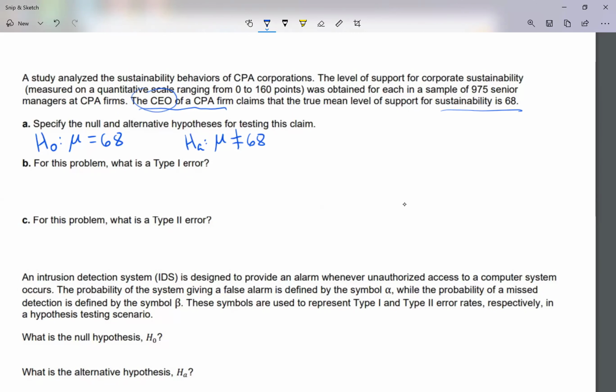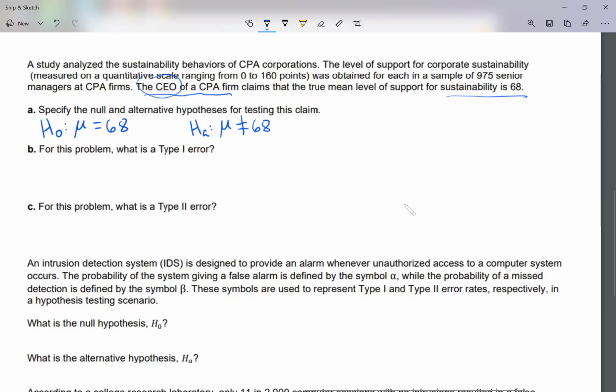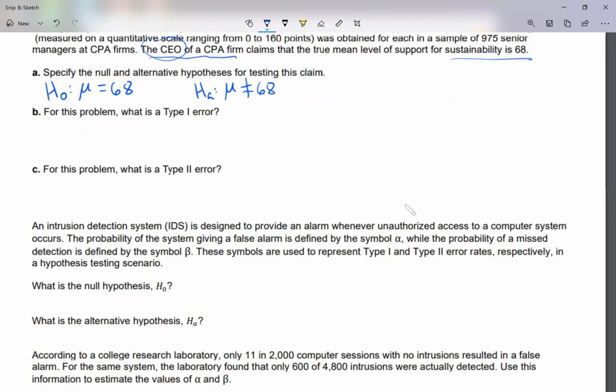That's an equal sign crossed out. Sometimes people do it straight, sometimes people do it sideways. It doesn't really matter. It's just an equal sign that is crossed out. So my alternative hypothesis is that the mu is not 68. Okay, so let's take a look at, for this problem, what is a type 1 error?